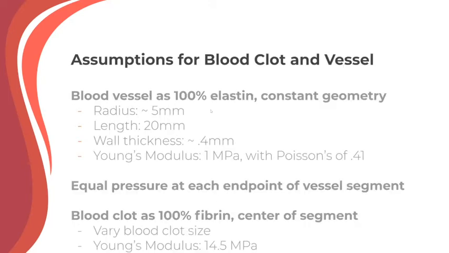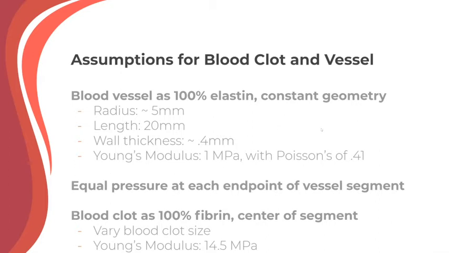And then next would be the blood vessel. We would treat the blood vessel as 100% elastin with a constant geometry. So it would have a radius of about 5 millimeters, a length of 20 millimeters, a wall thickness of about 0.4 millimeters, a Young's modulus of 1 megapascal, and a Poisson's ratio of 0.41.